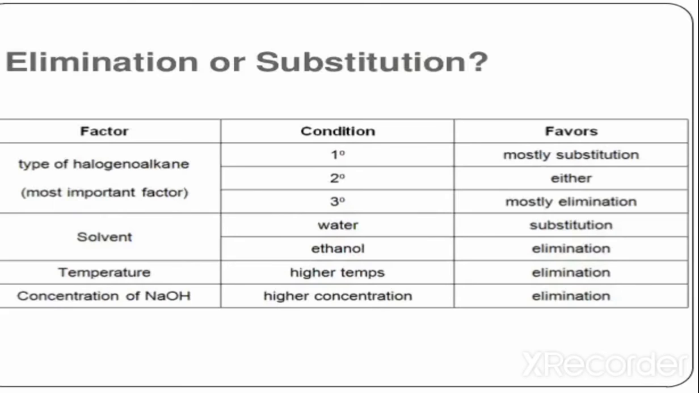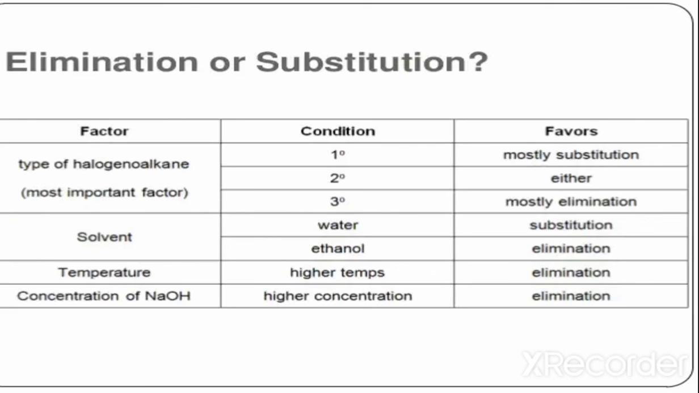When the halogenoalkane is tertiary, meaning it has three alkyl groups attached, it will mostly be an elimination reaction. Another factor is the solvent. If the solvent is water, it will undergo the substitution reaction, and if the solvent is ethanol, it will undergo elimination reaction.